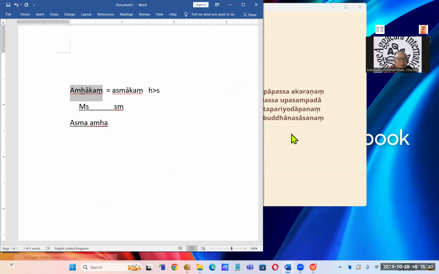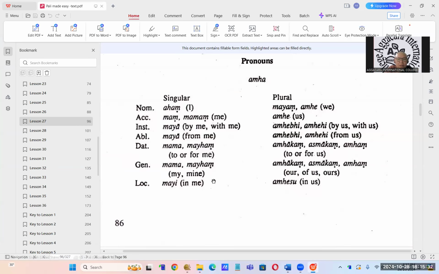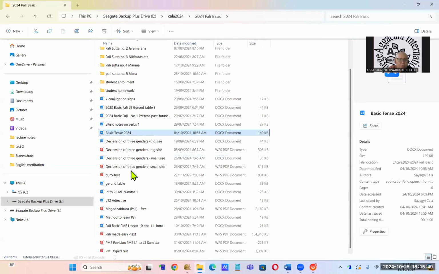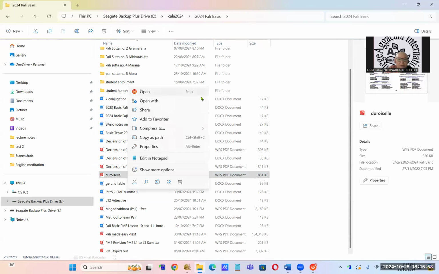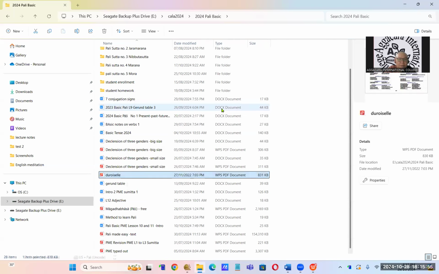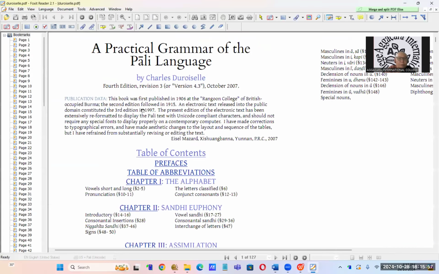Today the internet is just slow, trying to check. All right. So mama, mayi. Right. So A for instrumental and ablative, then mayi for locative, amhesu is the same. Now this actually looks quite common, but if you open I think the Duroiselle, they give more formations. So it's good to open two books.